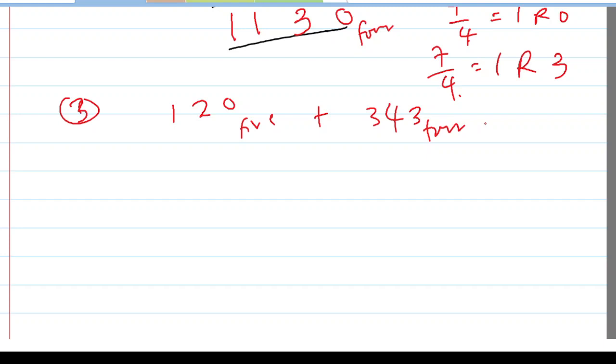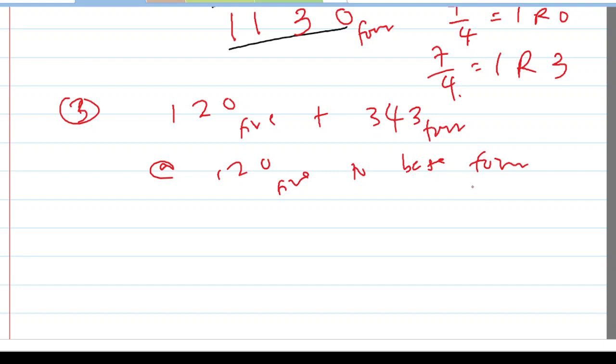343 is already in base 4. Then you add it and you have your result in base 4. So to do this, suppose the question asks me to leave my answer in the smaller base, then I have to convert this 120 base 5 to base 4. Don't forget, you cannot convert to base 4 directly.